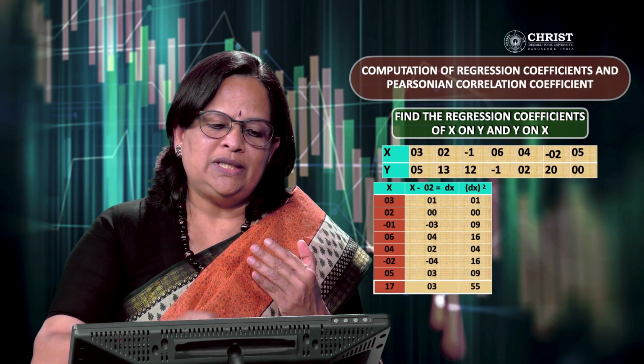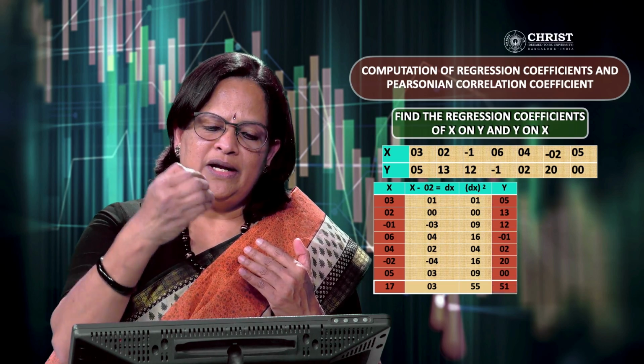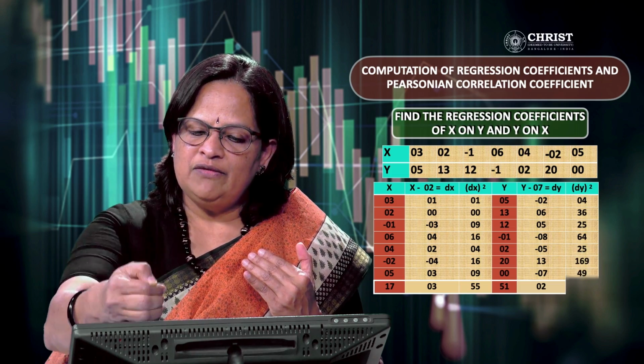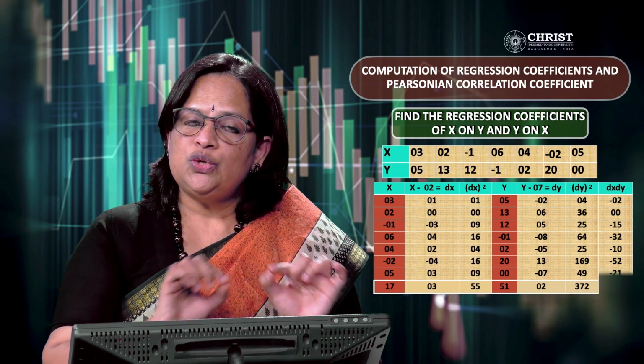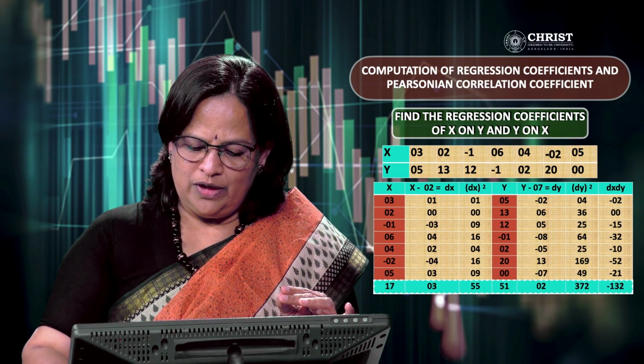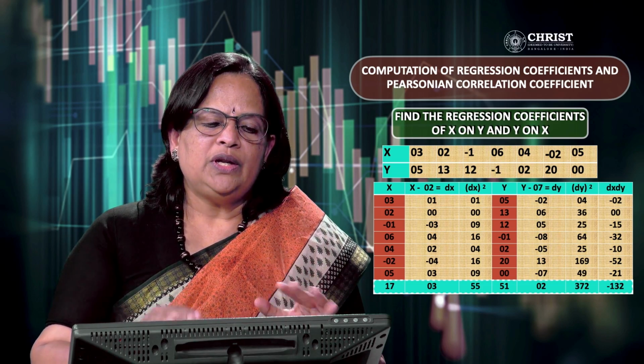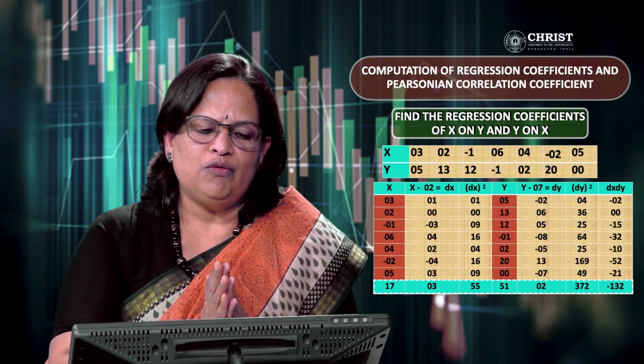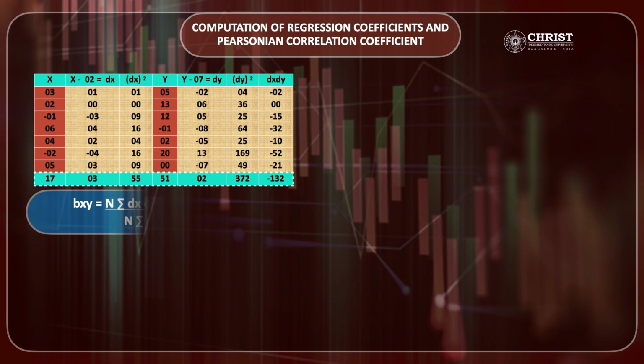So x values are there, dx values are there, dx square values are there, y total is there, dy total, dy square and dx dy. These total values are important because with this we are going to do the computation. Now you have to calculate the bxy, that is the regression coefficient x on y. You know the equation: n into sigma dx dy minus sigma dx into sigma dy divided by n sigma dy square minus sigma dy the whole square.